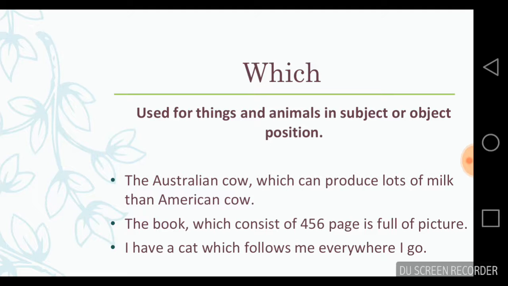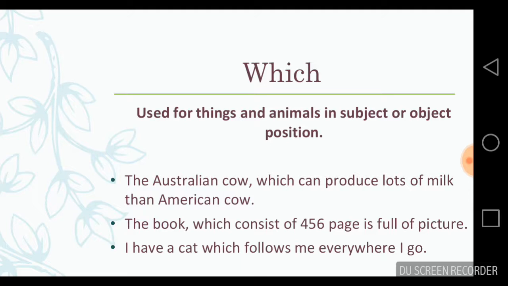456 pages, is full of picture. How beautiful that book, right? And the last one is I have a cat which follows me everywhere I go. Yes, it's clear enough, right, to explain how we use which in our sentence.